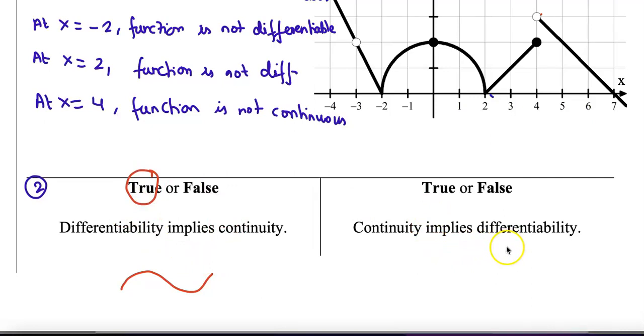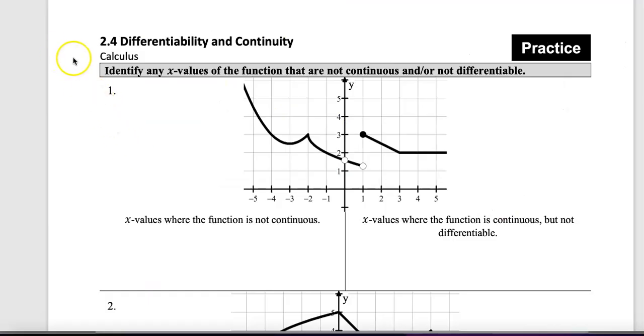What about continuity implies differentiability? Now when you look at this cusp over here, do you think at this point the function is continuous? Yes. But was it differentiable at this point? No, because our rule says whenever it's a cusp, even though the function might be continuous, it is not differentiable. So this is the answer for this one. Okay, let's practice one more question.